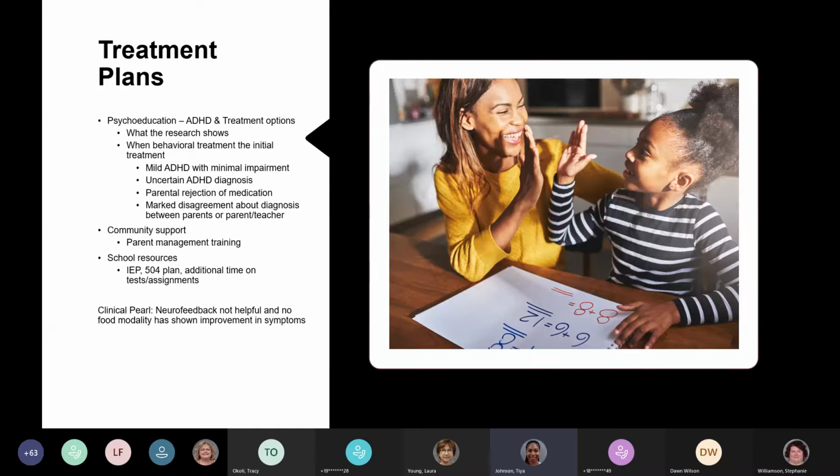So if you have a kiddo that meets criteria for ADHD, but the symptoms are mild and have minimal impairment, you may want to refer them for behavioral treatment options to treat the ADHD symptoms, because they may be able to learn some behavioral techniques to where they can adjust to their symptoms without medication. If you are uncertain if ADHD is the diagnosis, then maybe you will refer for behavioral treatment first and see if symptoms improve after a few.